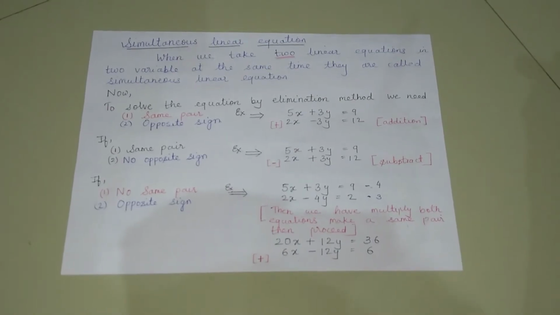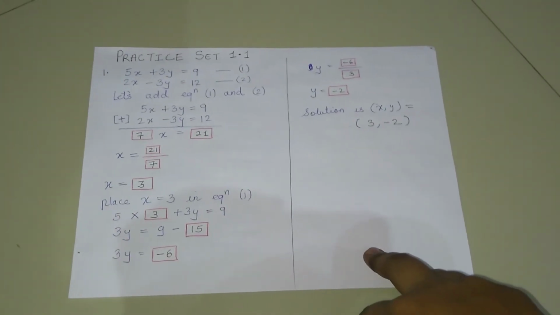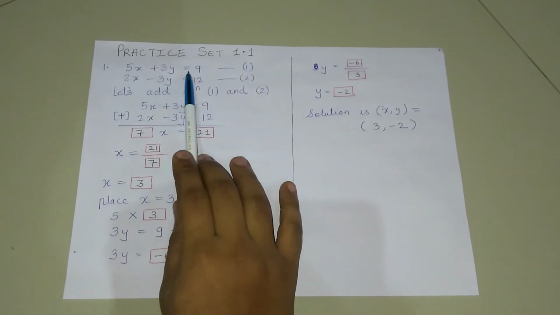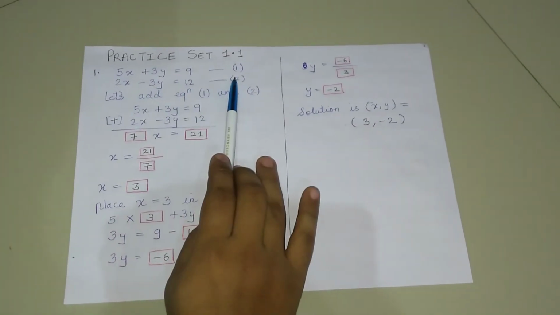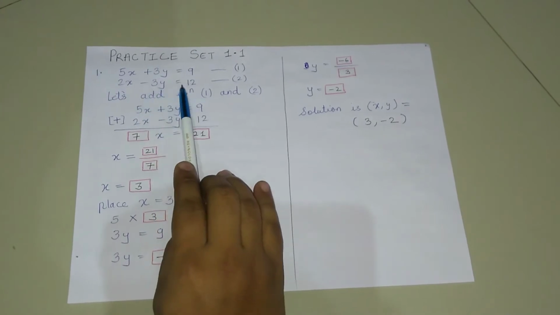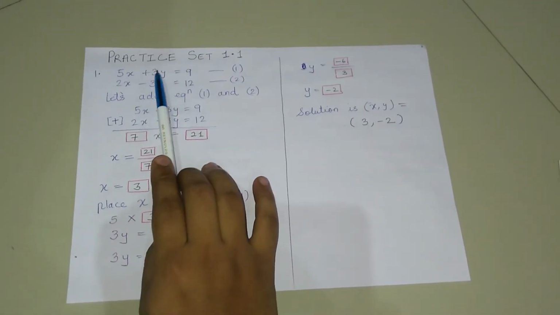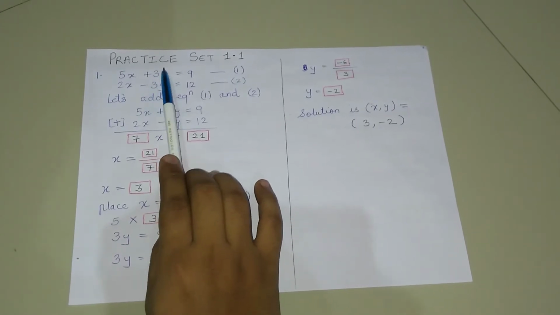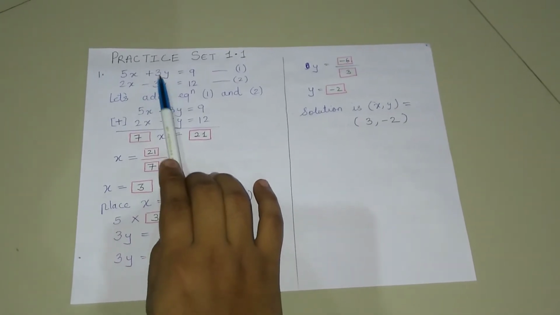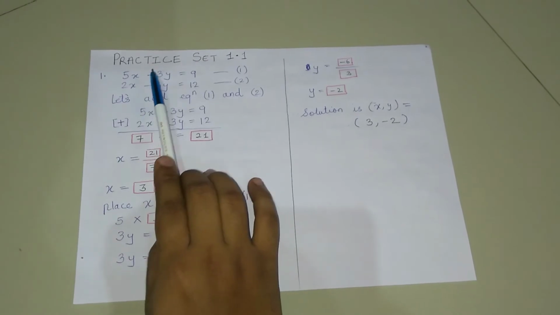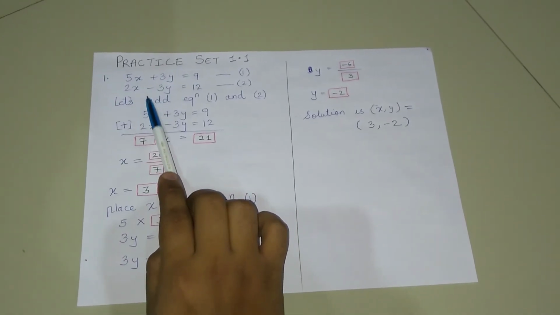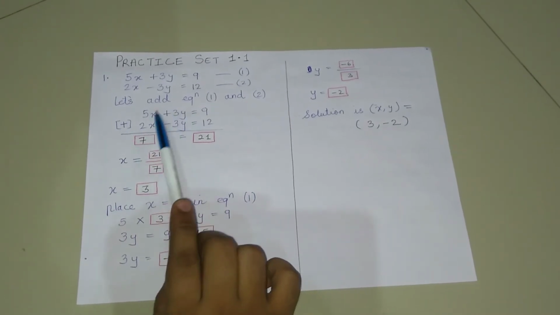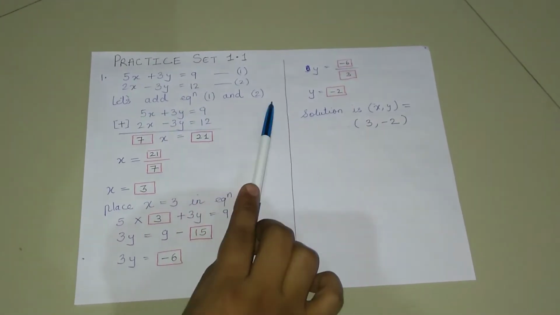Now let's see this by solving a few problems from your practice sets. This is the first question of your practice set 1.1. Here we have 5x plus 3y equal to 9, that is the first equation, and 2x minus 3y equal to 12. Now let's see, there is a same pair and we have opposite sign also, so we can solve this by adding both the equations. So let's add equations 1 and 2.